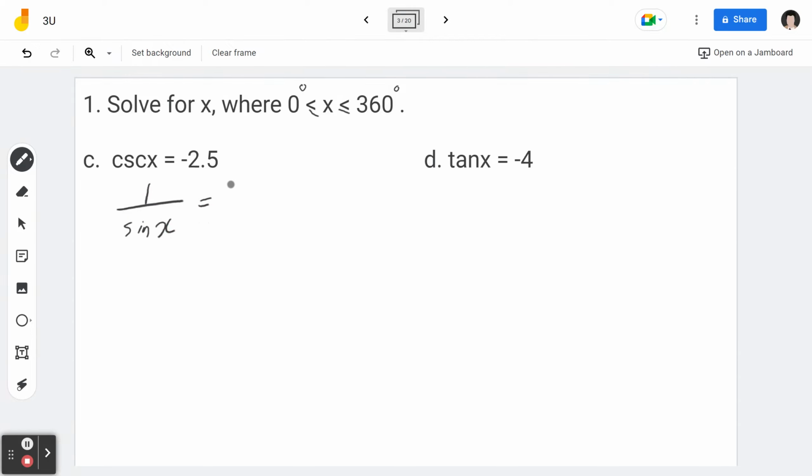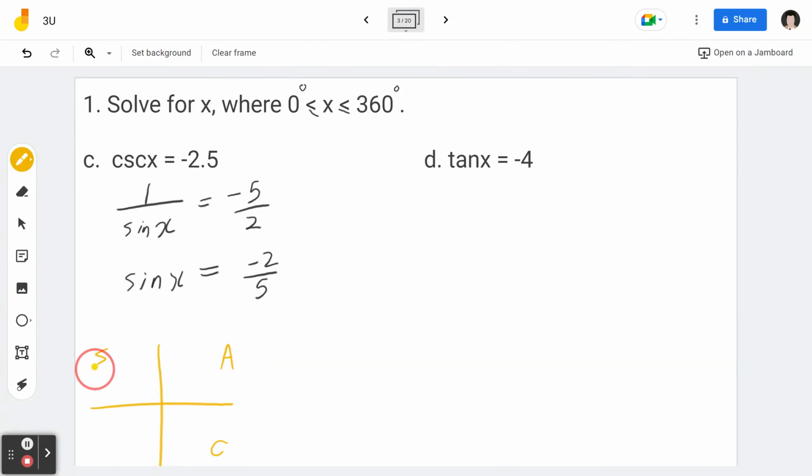When you think about negative 2.5, you can leave it as negative 2.5, or you can leave it as a fraction, which is negative 5 divided by 2. Again, your goal is to isolate for sine x. So if you take the reciprocal of both sides, sine x is going to be negative 2 divided by 5. Now, this is not a special triangle. That is totally okay. You're still going to draw a diagram recognizing CAST. Now, in this example, the only quadrants where sine is going to be negative is going to be quadrants 3 and 4. So I go back and I just draw the triangles.